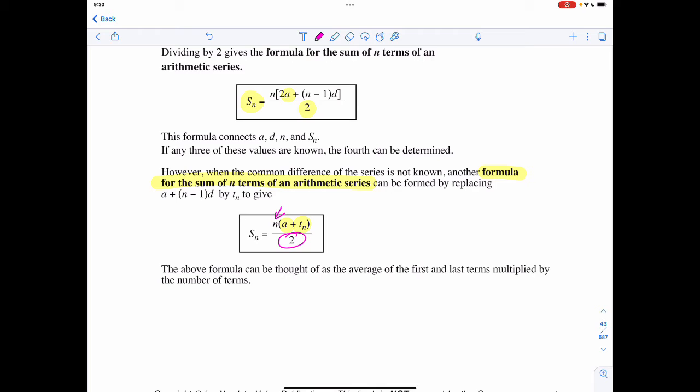One of our formulas includes solving the value of the last term. One of our formulas is just based on if we know the value of the first and the last term.